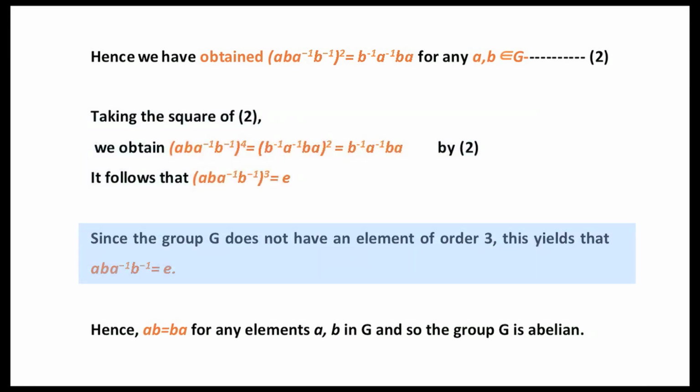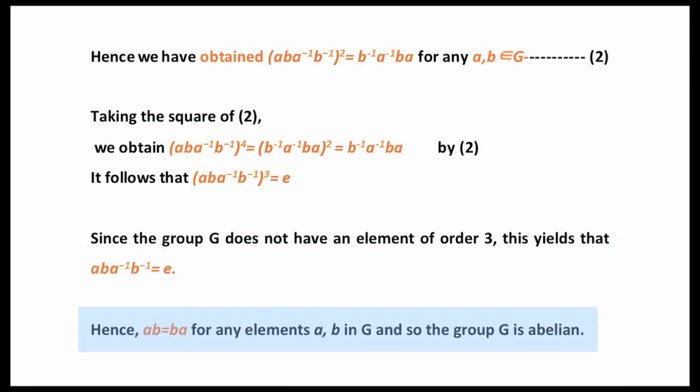Since the group G does not have an element of order 3, this yields that aba^-1b^-1 is equivalent to e. Hence, ab is equivalent to ba for any elements a, b in G, and so the group G is abelian. Generalize the previous result for n, then we will get the next theorem.